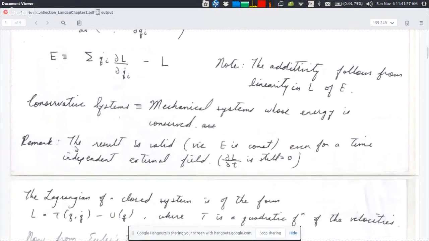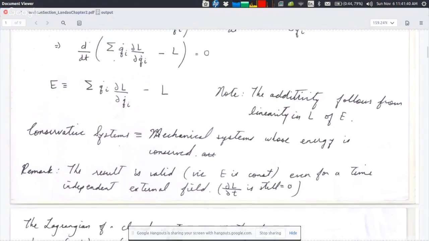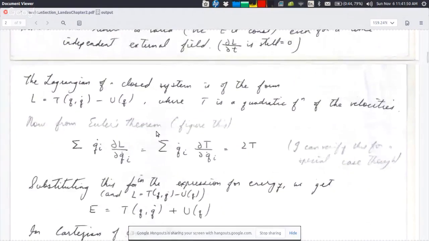Okay? And this holds only when the Lagrangian is independent of time. So that means the potential that you have doesn't depend explicitly on time. But it must be said that if you have a time independent external field, then also it is fine. We derived this for a closed system, but even if the system is not closed, it's exposed to some external fields, and you're not putting that in your system, it will still work, which is to say the energy will still be constant.